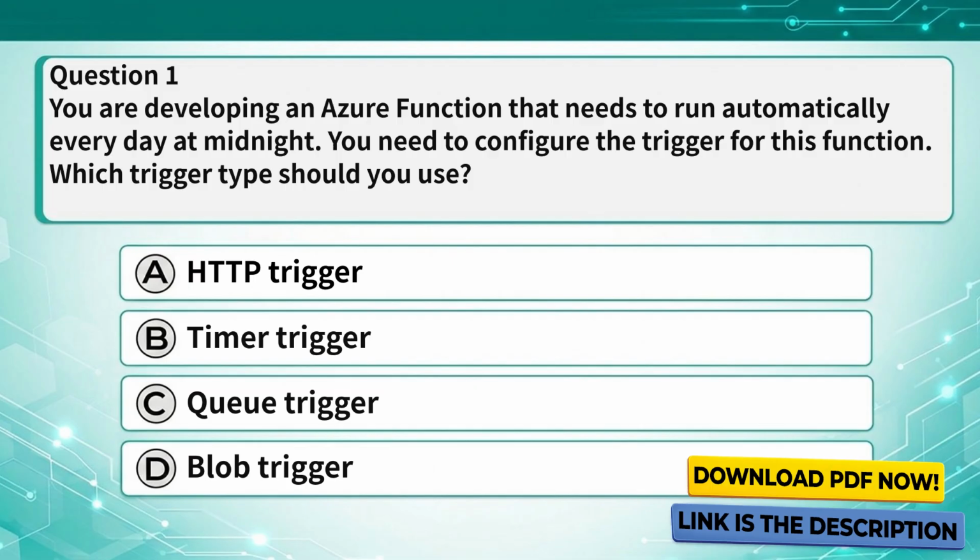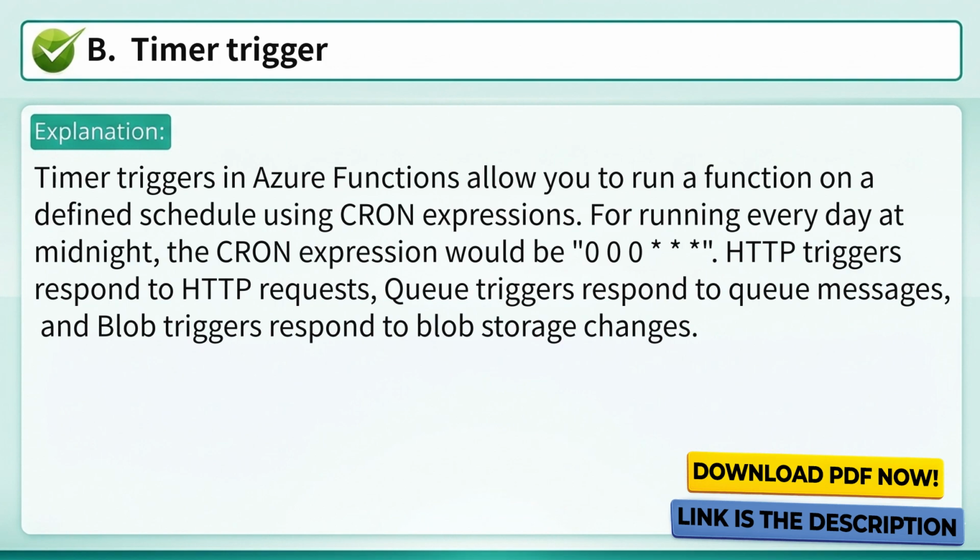Question 1. You are developing an Azure function that needs to run automatically every day at midnight. You need to configure the trigger for this function. Which trigger type should you use? A. HTTP trigger. B. Timer trigger. C. Queue trigger. D. Blob trigger. Correct answer. B. Timer trigger.